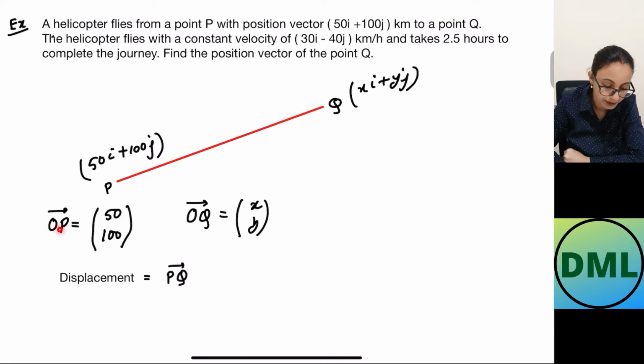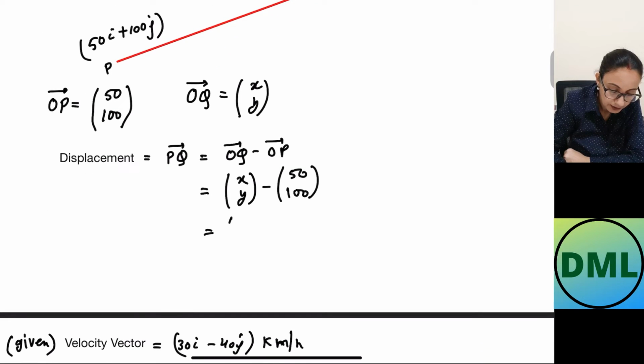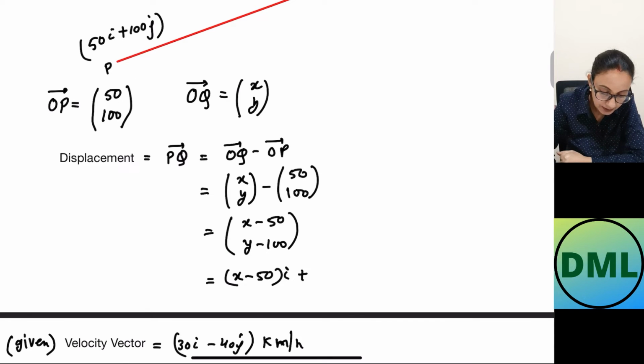So the position vector of P is given by 50, 100. The position vector of Q is given by x and y. Now I need to find the displacement PQ. If I write the displacement PQ in terms of position vectors, this will be OQ minus OP. Let's substitute the values: x, y minus 50, 100. Let's solve it here. That will be x minus 50 and y minus 100. If I write it in the form of i and j, I will write x minus 50 i plus y minus 100 j.